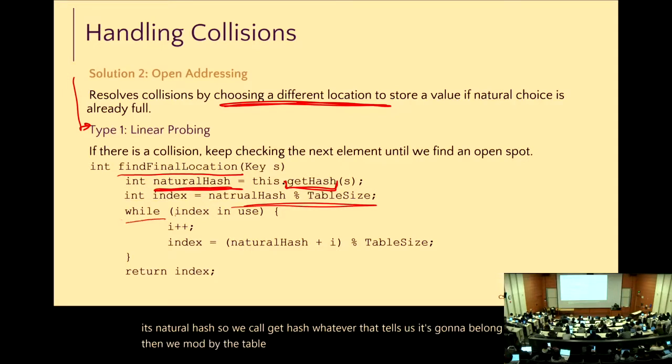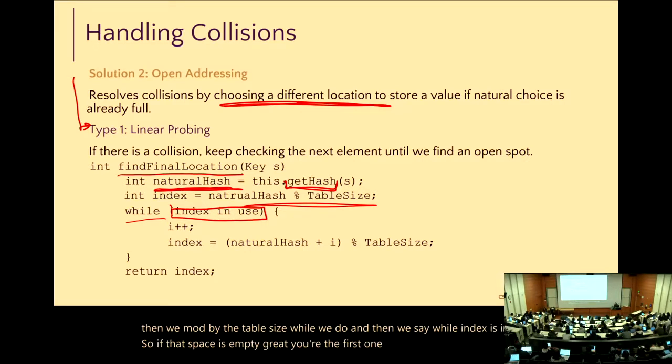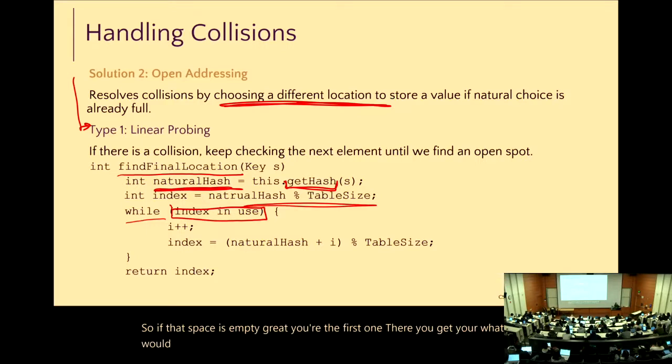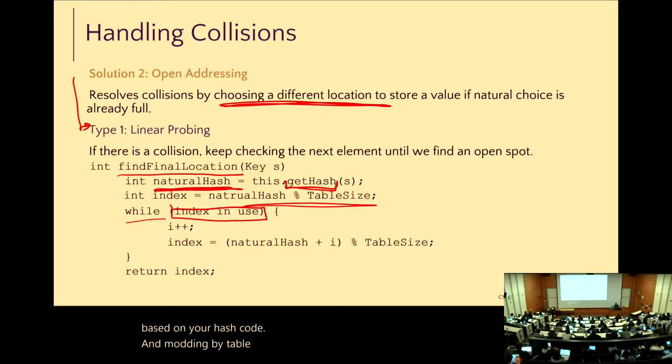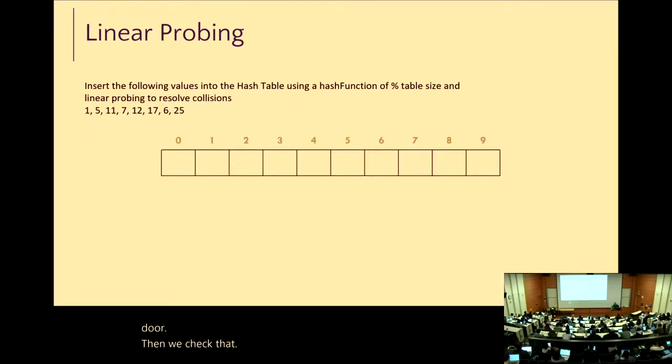And then we say while index is in use. If that space is empty, great. You're the first one there. You get your natural hash. That's the bucket that you would hash to based on your hash code and modding by table size. But if that's busy, then we look next door and we check that. Let's look at it in an actual, let's see if the animations work.